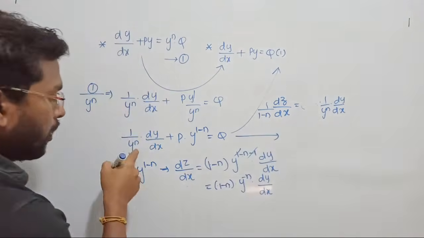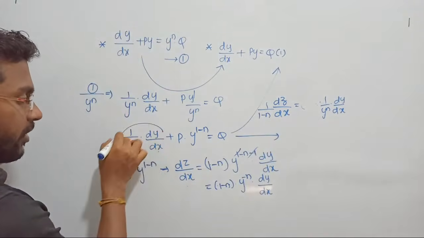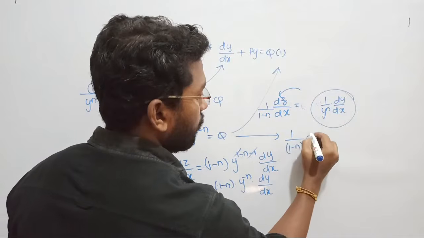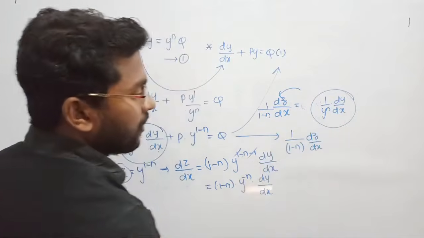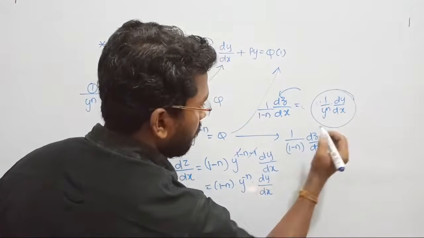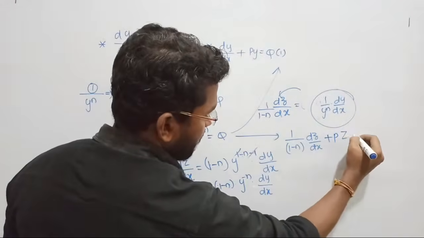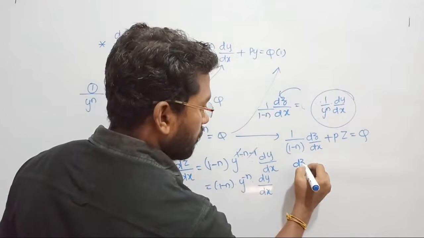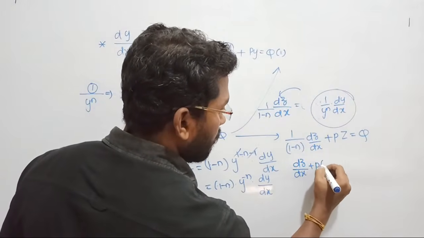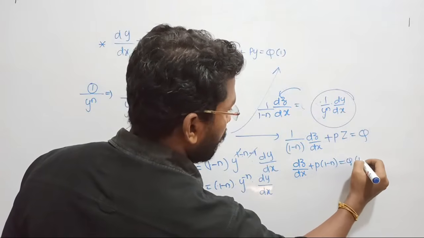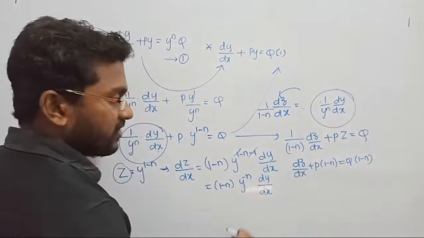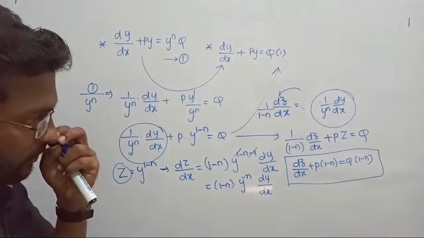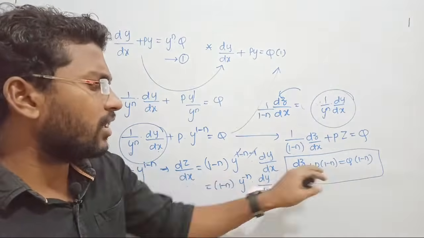Now reduce this function. 1 by y power n into dy by dx can be replaced by, see there, 1 by 1 minus n into dz upon dx. Clear? This whole term plus p into y power 1 minus n can be replaced by z is equal to q. Now you can reduce this function. In the next step it becomes dz by dx plus p into 1 minus n equal to q into 1 minus n. Just take an LCM and pass this 1 minus n to the other side. So finally this is going to be your linear Leibniz differential equation. Clear? This 1 minus n has become a constant now, right?